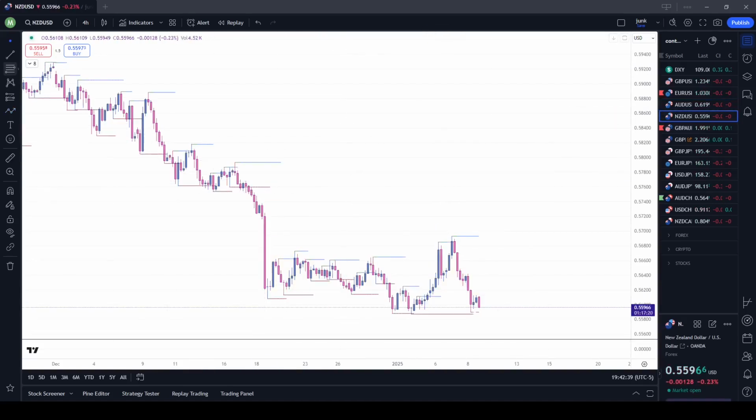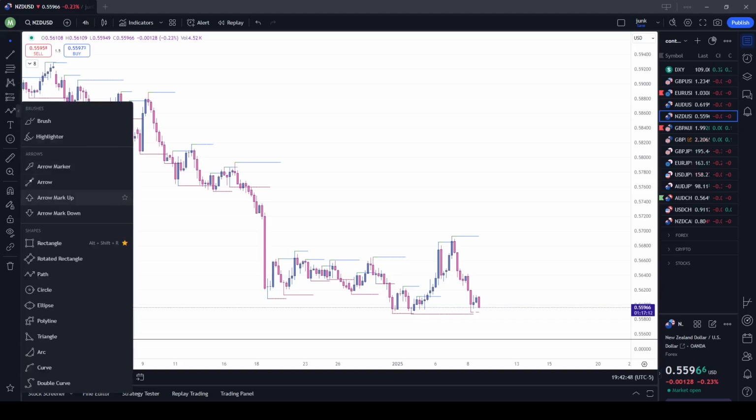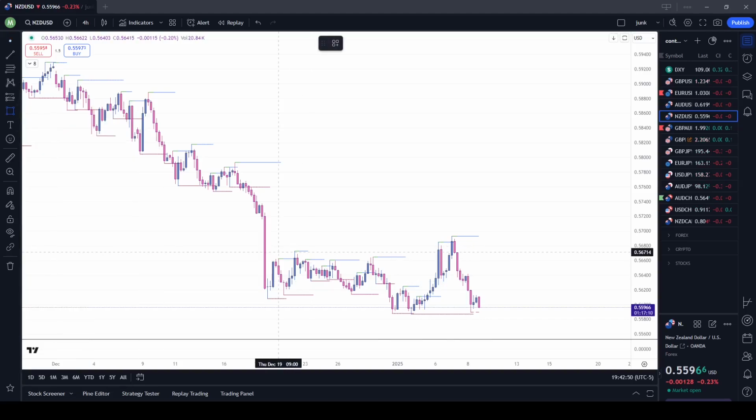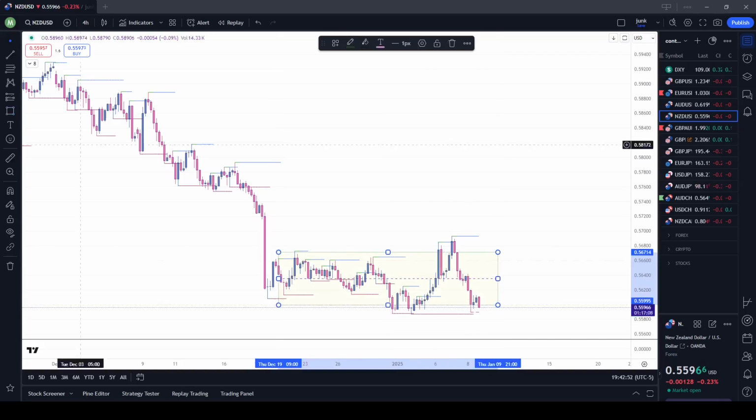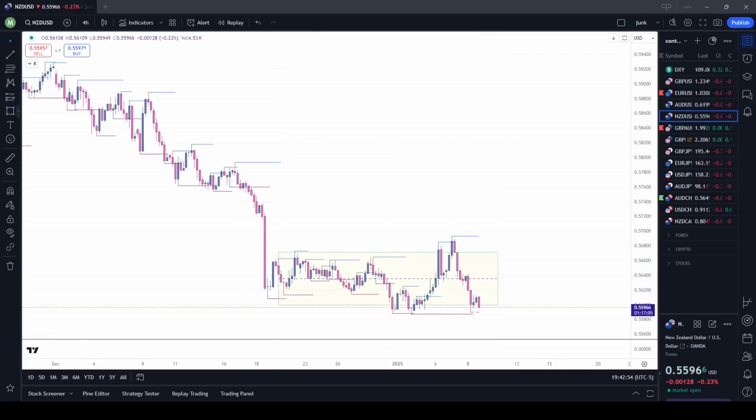And NZD USD is the same. It's making lower lows and lower highs, and it's been dealing in the sideways range for the past week or so. It's been doing the same as the Aussie dollar, taking liquidity out from both the top and the bottom and just trading sideways within the range. It also looks like it's expanding or manipulating right now in order to prepare for a move later on this week or maybe next week.